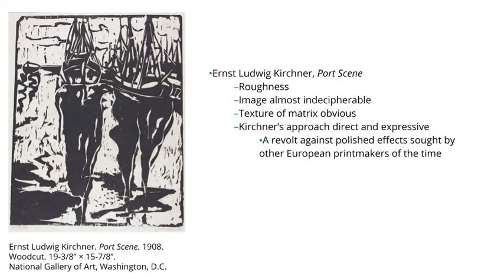Moving on. Here's another example. This is by Ernest Ludwig Kirchner, and this is Port Scene. This print shows a lot of roughness. The image is almost indecipherable because of just how obscured everything is from the roughness of the medium. If you look, you can kind of start to see figures in the foreground and sailboats in the background, in case you needed a verbal cue as to what you're looking at here. But the texture of the matrix is obvious.